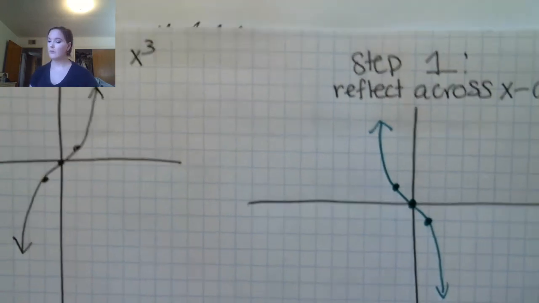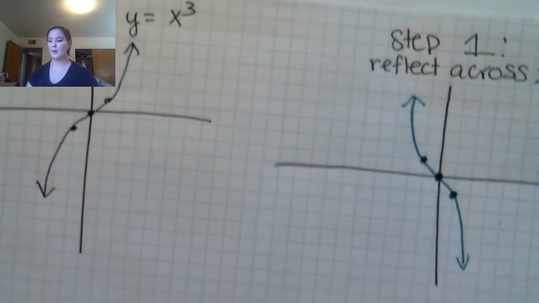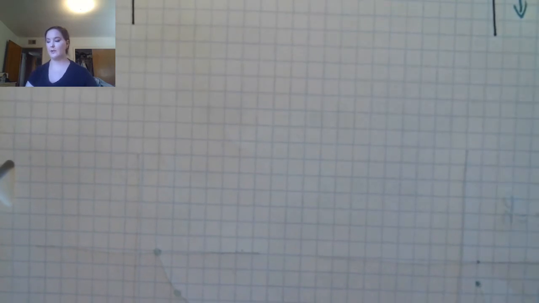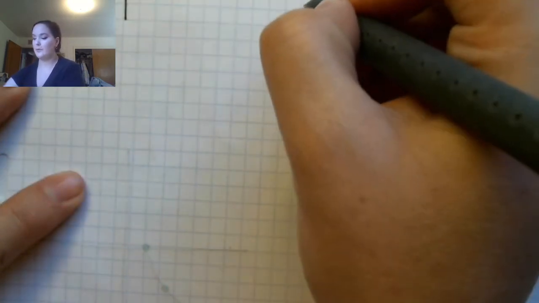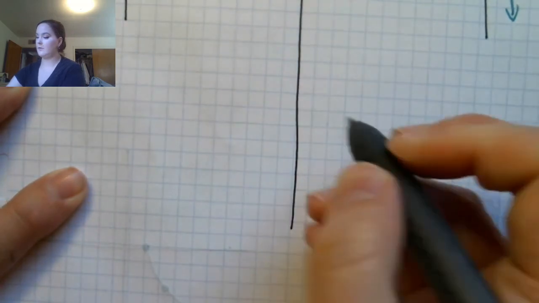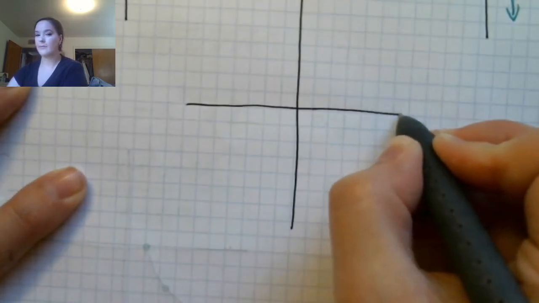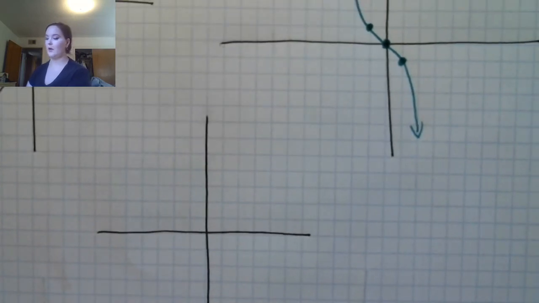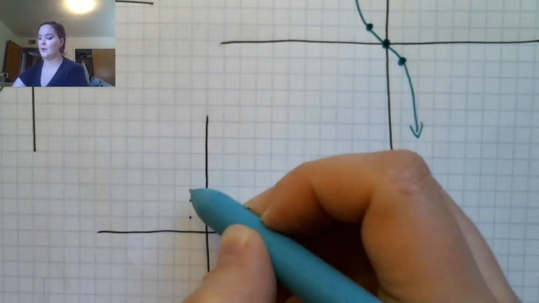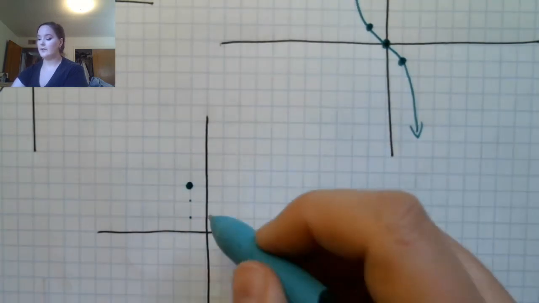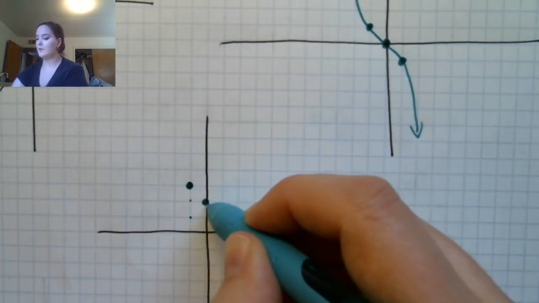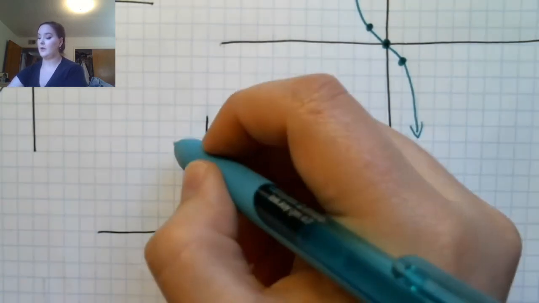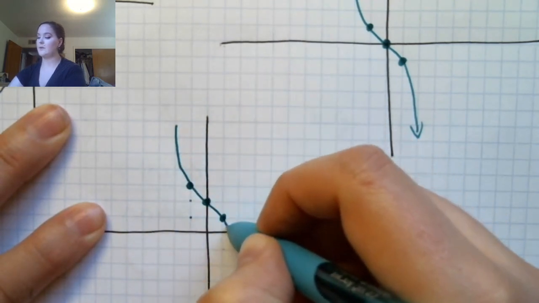Then my second step was up 2. So I'm going to take that graph that we just looked at and move it up 2. Here are my key points, and I'm going to move them all up 2. I'll take this one, move it up 1, 2. Take this key point, move it up 1, 2. And take this key point and move it up 1, 2. Then draw in the shape of my base graph.